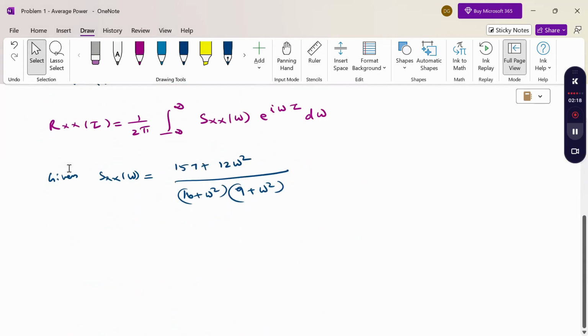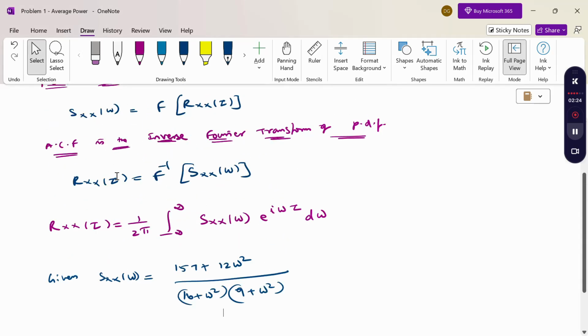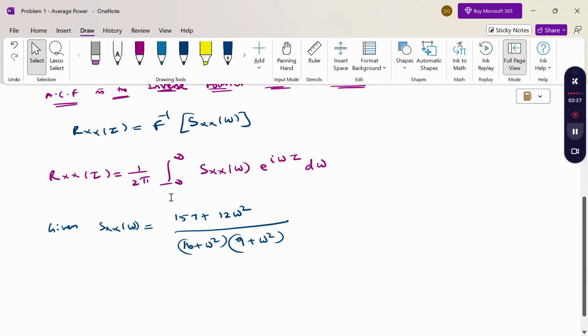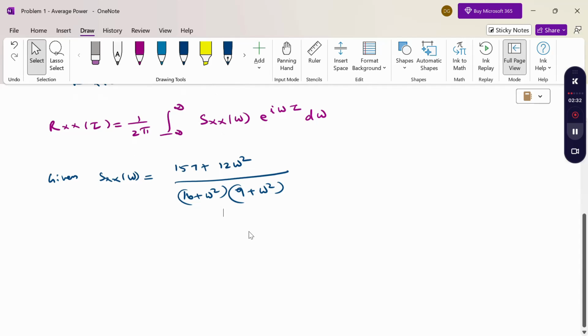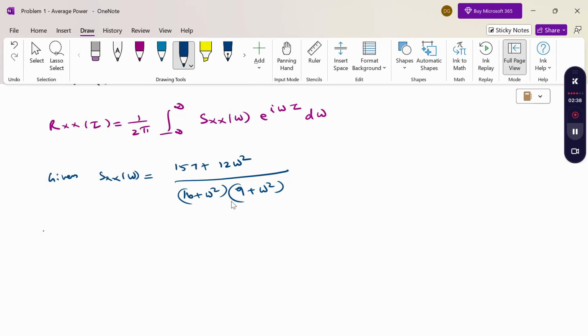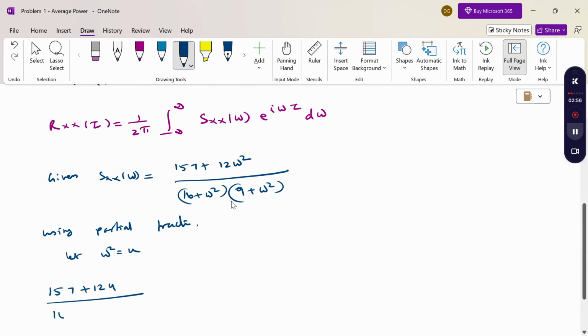Now when I substitute into this formula, it will take time to solve the problem. So we can take the Fourier inverse transform to simplify and get the solution easily. Before that, split up this term using partial fractions. Let's take omega square equal to some variable u. Therefore 157 plus 12u divided by 16 plus u, 9 plus u.